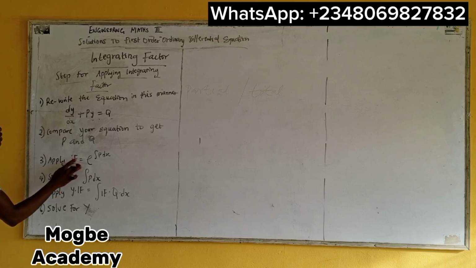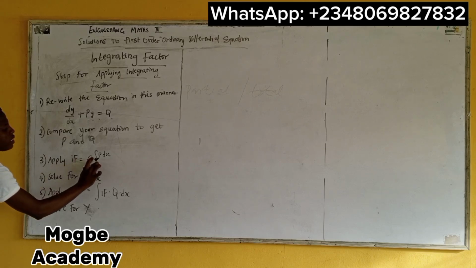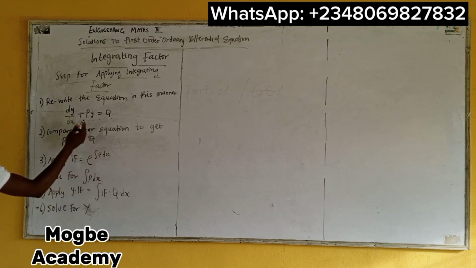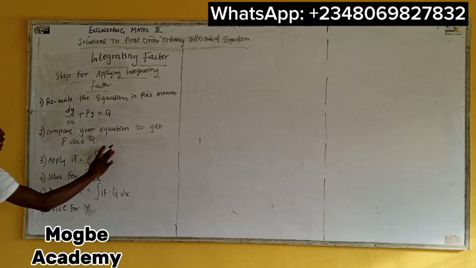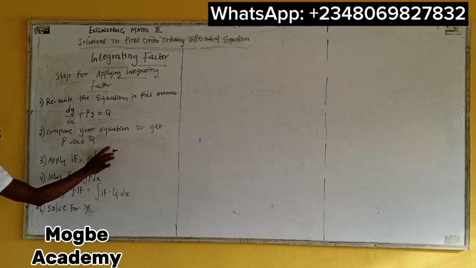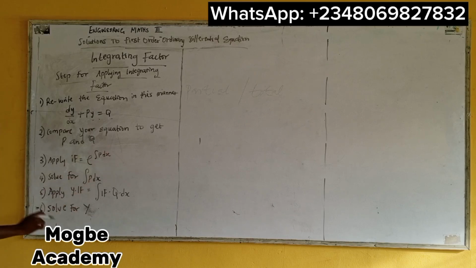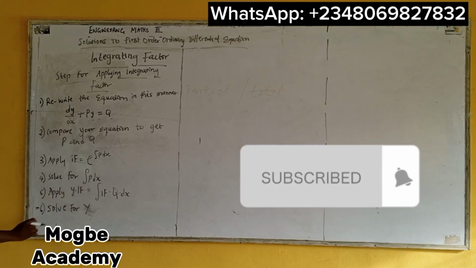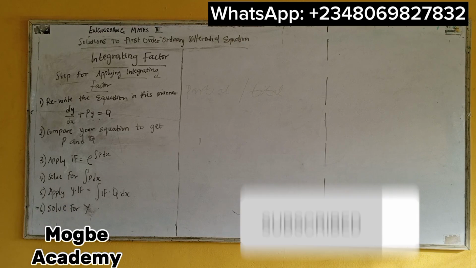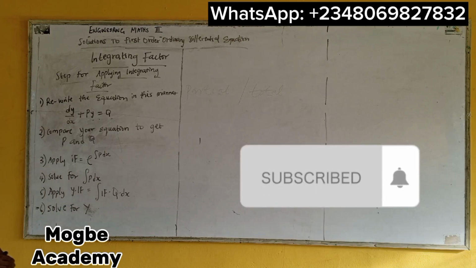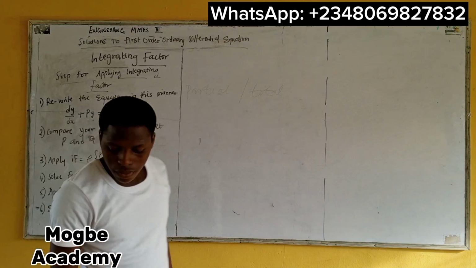The IF is equal to the exponential raised to the power of the integral of P dx. You can see that we are using the P which we've compared already. The next thing is to solve for the exponential power, which is the integral of P dx. Then the fifth thing is to apply this other IF statement. Then the last thing is to solve for y. Let's dive into the calculations for more clarification.